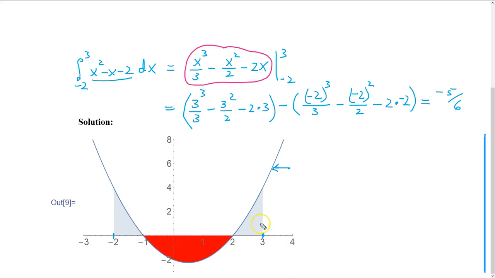And notice that we have these three regions where the graph is above the x-axis, below, and then above again. So what this quantity represents is area A1 minus area A2 plus area A3. And since it does look like the red region is a little larger than the sum of A1 and A3, that's why we have a negative quantity for the definite integral. Now let's take a look at part B.